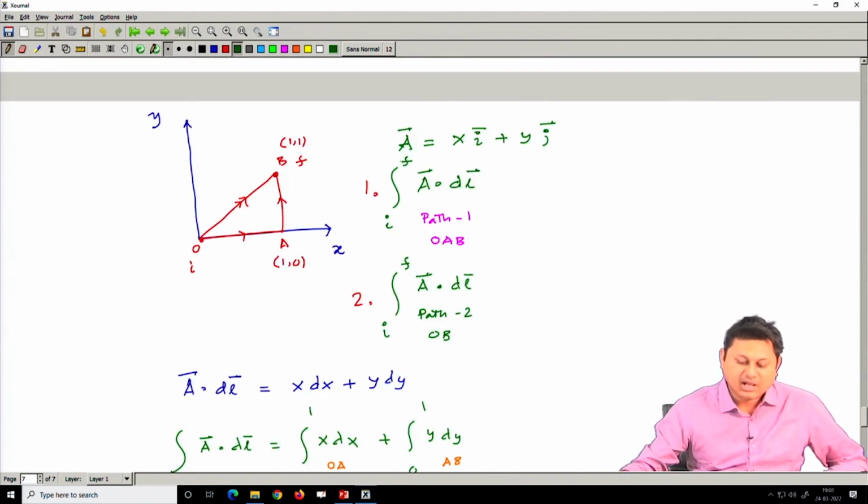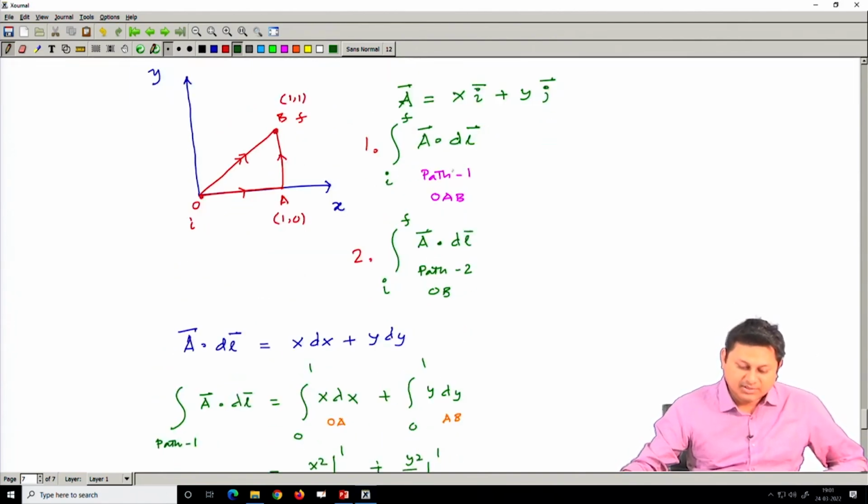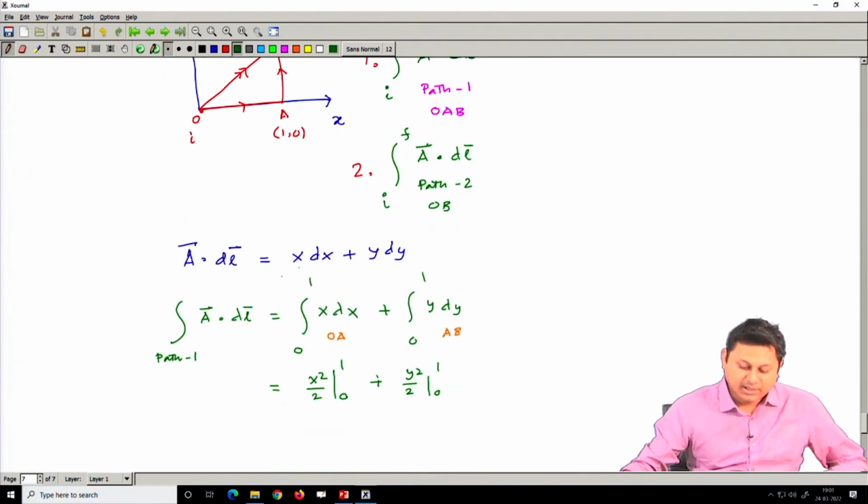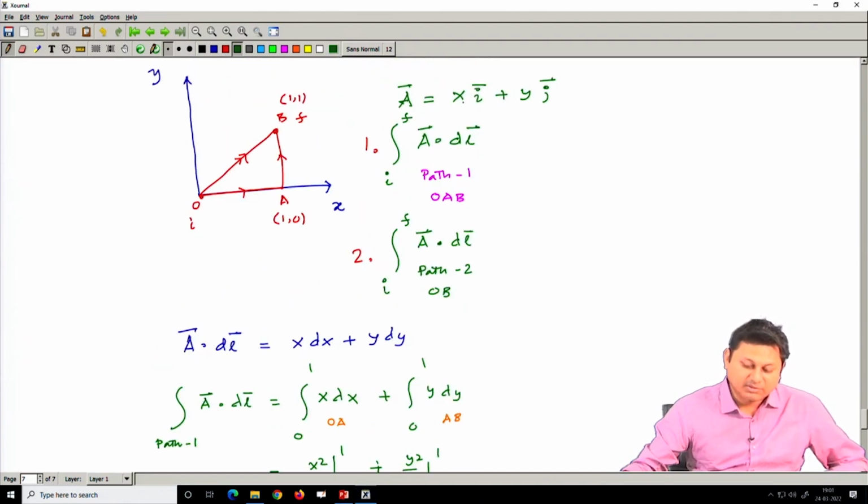I am just giving this arbitrary problem, but the procedure you need to think carefully: when you go along this path, you need to execute A dot dl, and you first find out what is A dot dl. You know that line element, we just learned that A is a given vector. So, you just find out what is A dot dl. For example, here it is x dx plus y dy, because my vector is like that, x i plus y j.